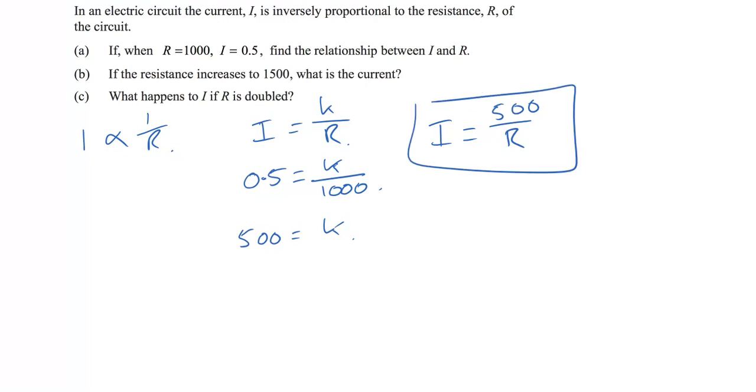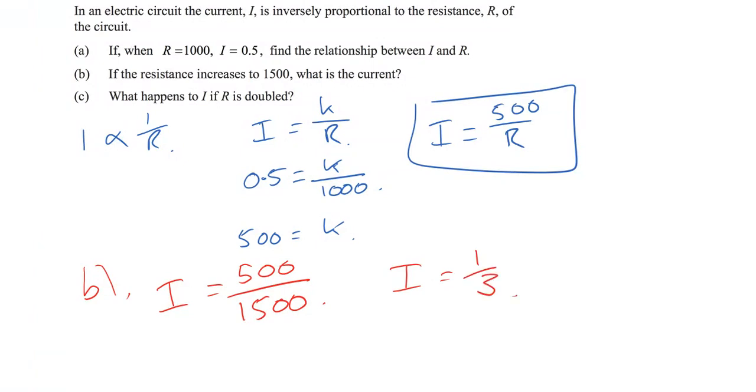Okay, now let's move on to part B. If the resistance increases to 1,500, what is the current? Well, R is the resistance, so let's substitute that in. So I is equal to 500 divided by 1,500, that new R value. Now, if we work that out, you can probably see already using fractions, I is going to be 1/3, or 0.3 recurring if we wanted it as a decimal. So we've got our value there.